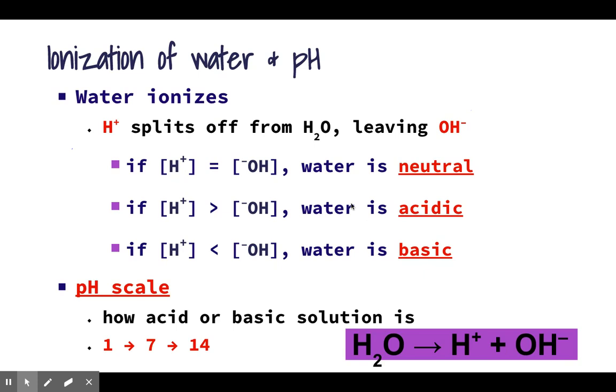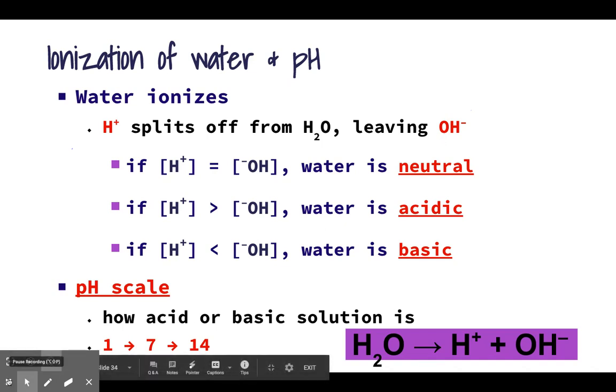All right, let's look at the ionization of water and pH. So we're going to get into another topic, the ionization of water and pH. Now, the hydrogen splits off from water and it leaves what is known as OH negative. If the hydrogen concentration is equal to the hydroxide, water is said to be neutral.